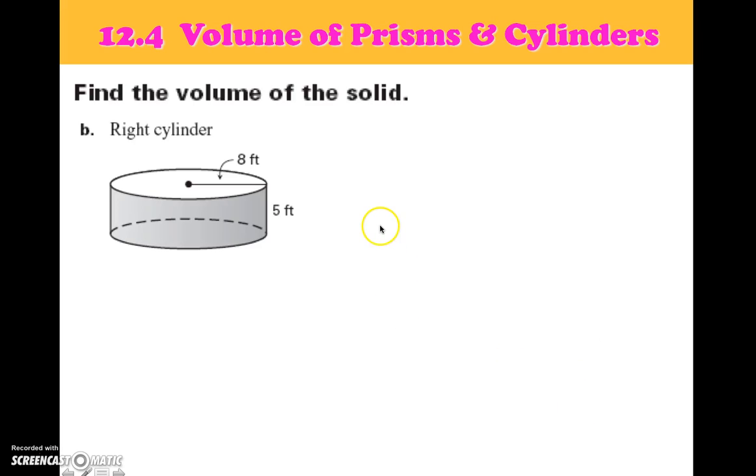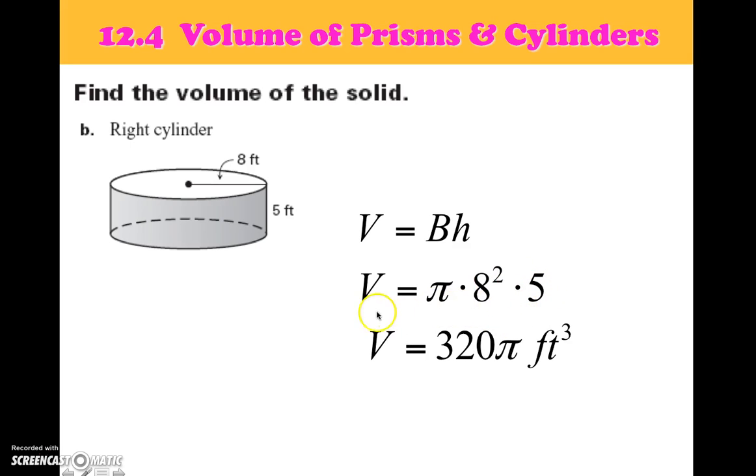All right, next up, find the volume of the right cylinder. And if you need to, go ahead, pause the video, take a moment to try this out. Area of the base times the height. Area of the base is pi r squared. Height is 5. Standard answer there. Keep it exact, 320 pi cubic feet.